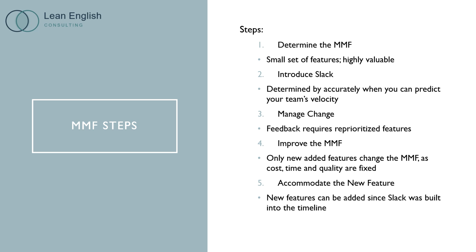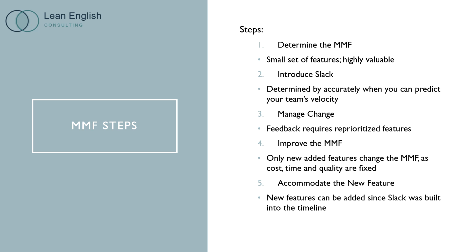Third, manage change. Take the feedback from the customer and reprioritize the features on the product backlog. Fourth, improve the MMF. If everything goes according to plan, you will complete the MMF in the time you calculated, and you will be left with a high quality, viable product and the slack time. Rather than doing nothing, add some delighters. The cost, time, and quality will not change.